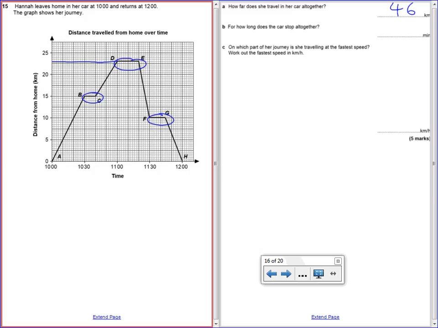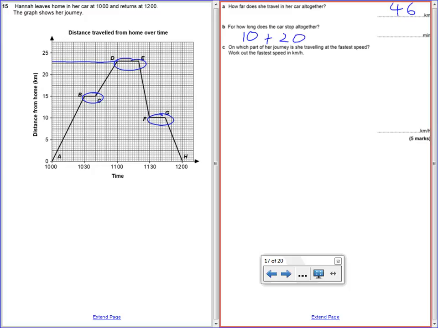So that's 10 minutes here, 10 minutes between B and C. Another 20 minutes between D and E. And then between F and G, it's 7 little squares, which is 14 minutes. So it's 44 minutes you stop for.